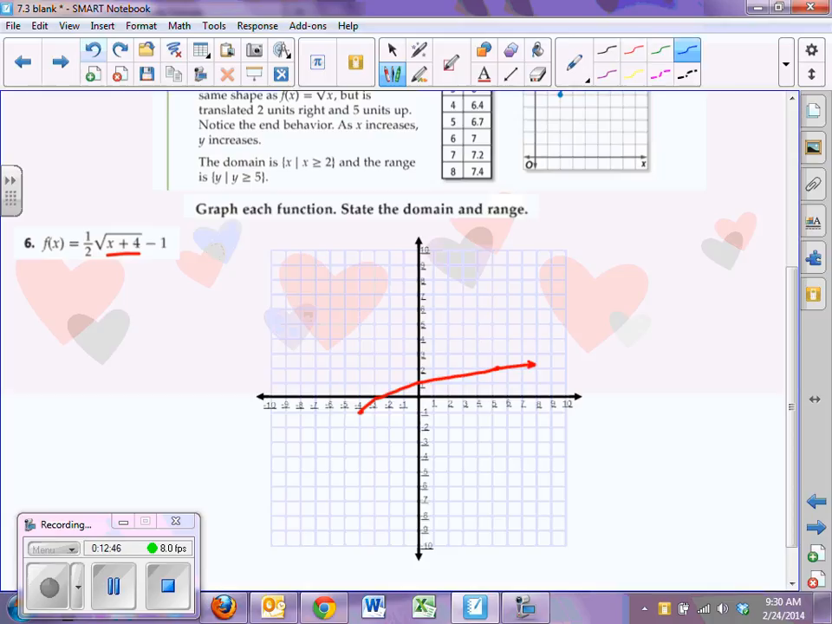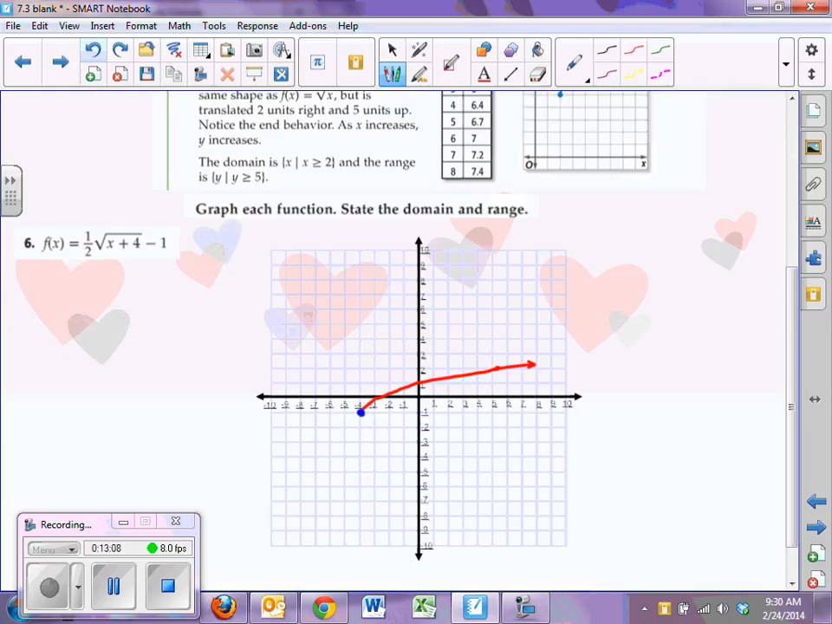I'm going to plug in negative 4, and what I get then is 1/2 times the square root of negative 4 plus 4, minus 1. That gives me 1/2 times 0 minus 1. So the coordinate, plugging in negative 4 gives me negative 1, which is what I have right here. Let's plug in 0, though. What happens when I plug in 0?